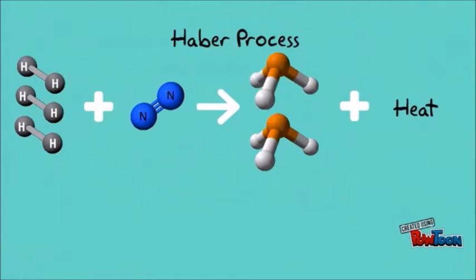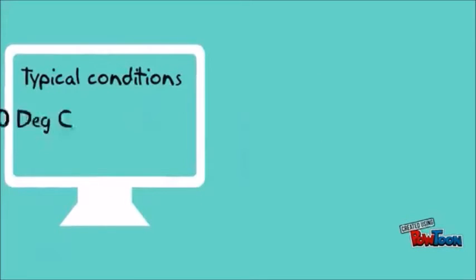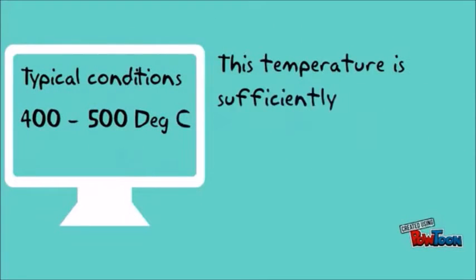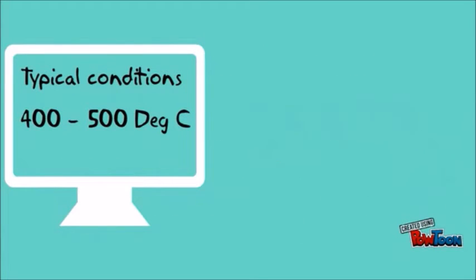So to maximize the production of ammonia, we would want to use low temperature as it shifts the equilibrium forward. And we want to use high pressure as well, as there are fewer molecules on the right hand side. Typically, the process condition is set at 400 to 500 degrees C, which is sufficiently low to maintain a high rate of reaction. The pressure is 15 to 25 megapascal.